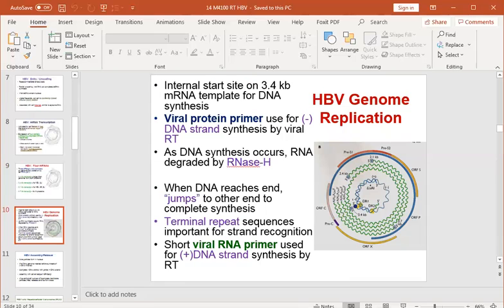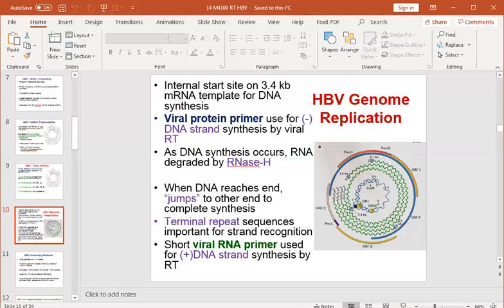So how does the HBV genome replicate? On the 3.4 kilobase mRNA, there is an internal start site that will serve as a template for DNA synthesis. We have a viral protein primer piece. A protein comes from the virus and acts as a primer that will be used for negative DNA strand synthesis by viral reverse transcriptase.